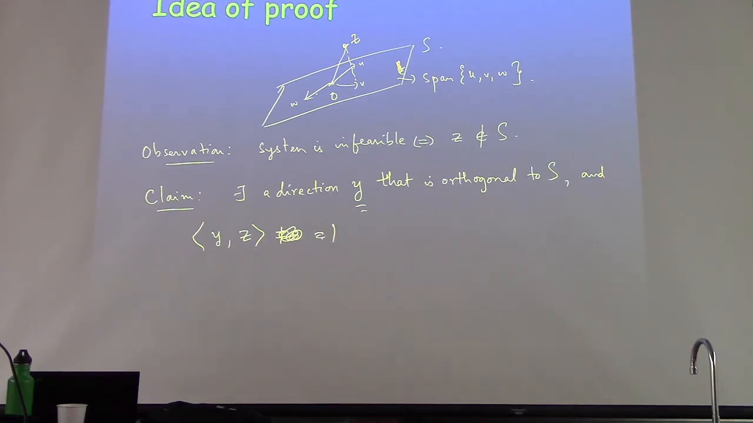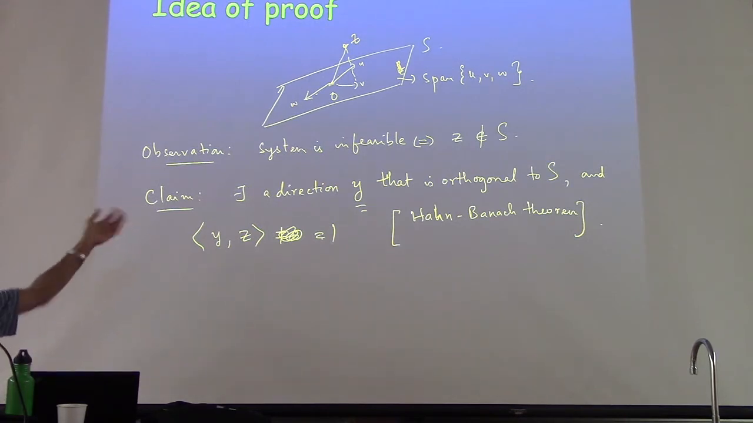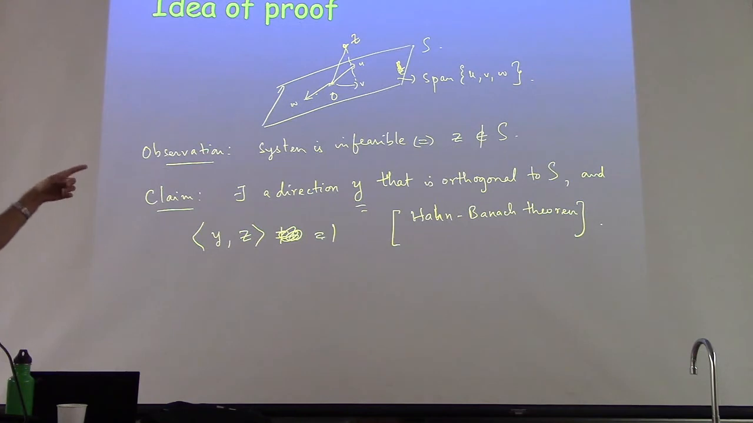So this theorem is intuitively clear for 2D, but it is true for much more general spaces called Hilbert spaces, and this is called the Hahn-Banach theorem. Some of you may have seen this. I just want to say that they're the same thing. But this is geometrically pretty clear, right? If you take the normal, and Z is not in the plane, this inner product has to be non-zero. By scaling you can make it equal to 1. And because it's normal, this direction is orthogonal to S.